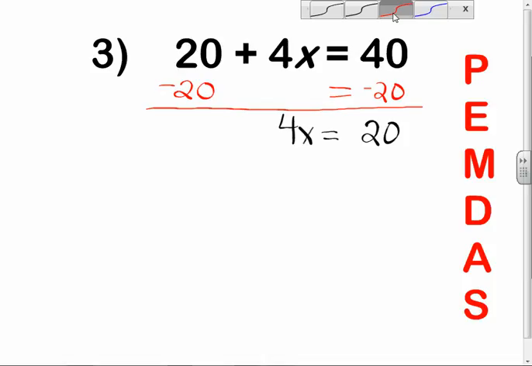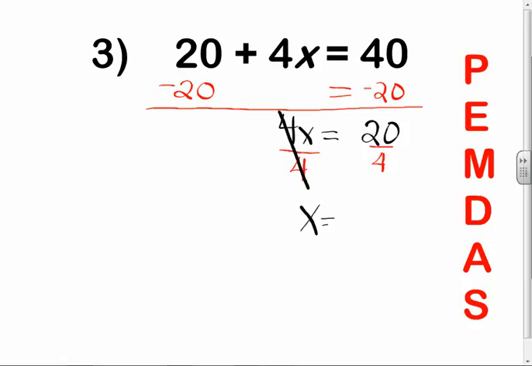Divide by 4. So you're going to undo the adding, subtracting first, and then the multiplying, dividing. And so what do I get now? This cancels out, right? X equals what? 5. I can check it in my head. I don't know if you guys can.